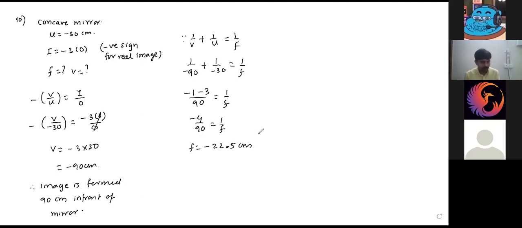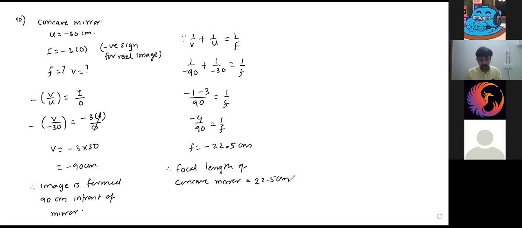And this is the focal length. So I can write here therefore focal length of concave mirror is 22.5 centimeter. माइनस साइन नहीं आएगा. देन उसके बाद क्या होगा?